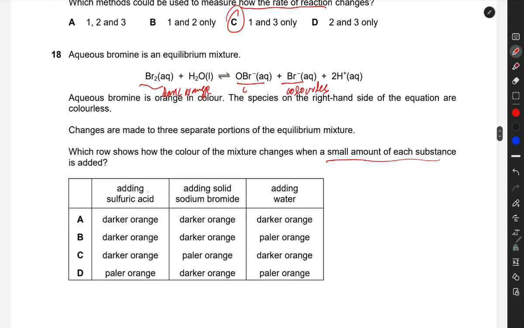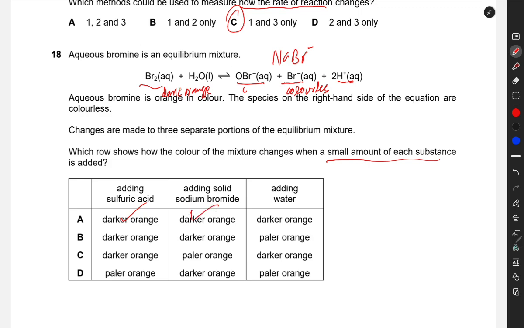Okay, let's see. Adding sulfuric acid. When we add sulfuric acid, the concentration of the products is more, so the equilibrium will shift backward, so more dark orange color is observed. So it is correct. Adding solid sodium bromide. So sodium bromide is over here. NaBr, like this, is the ionic equation. When sodium bromide is added, the reaction again will shift backward. So again dark orange color is observed.